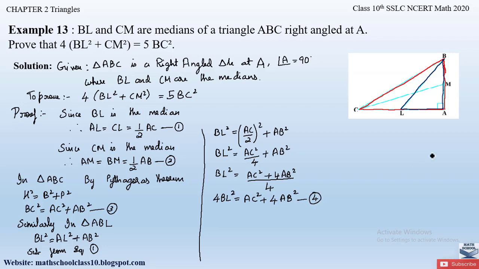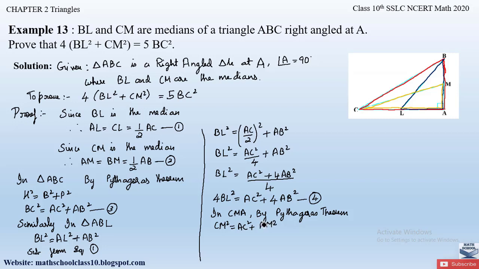Now similarly, let us apply the Pythagoras theorem in triangle CMA. Okay, so in triangle CMA, by Pythagoras theorem, the hypotenuse is CM because it is opposite the right angle A. So hypotenuse CM square is equal to base square, that is AC square, plus perpendicular, which will be AM here. So this will be AM square.